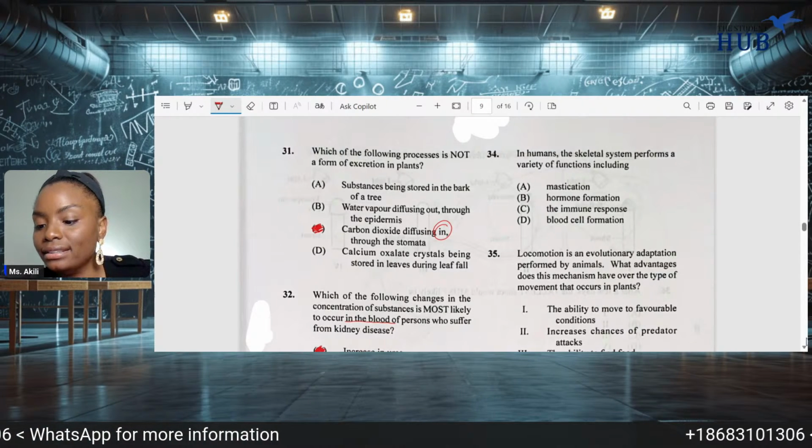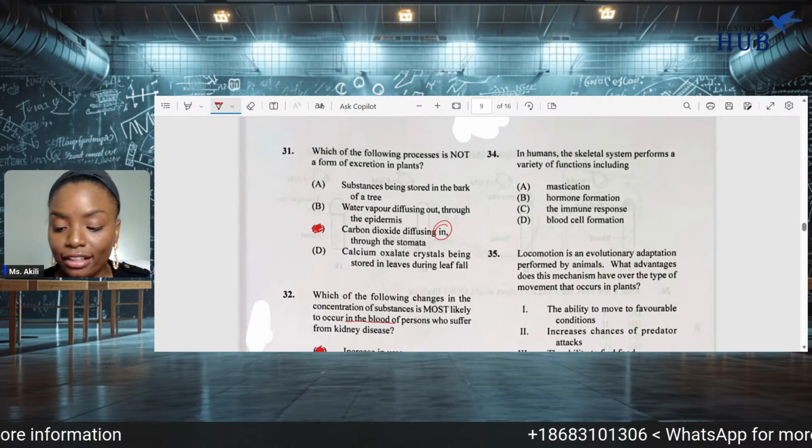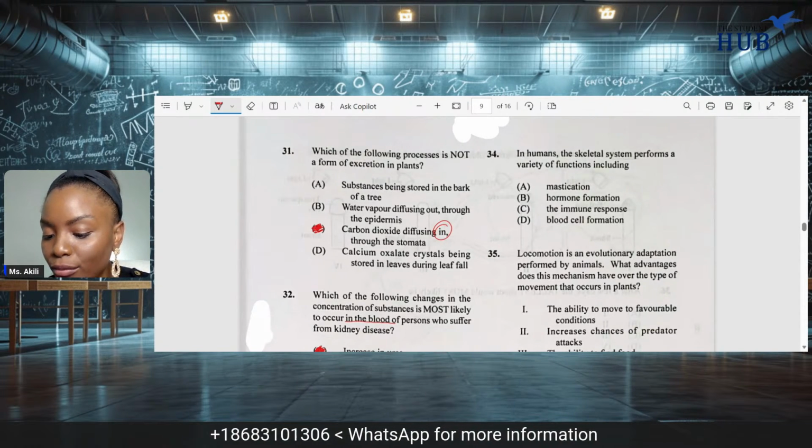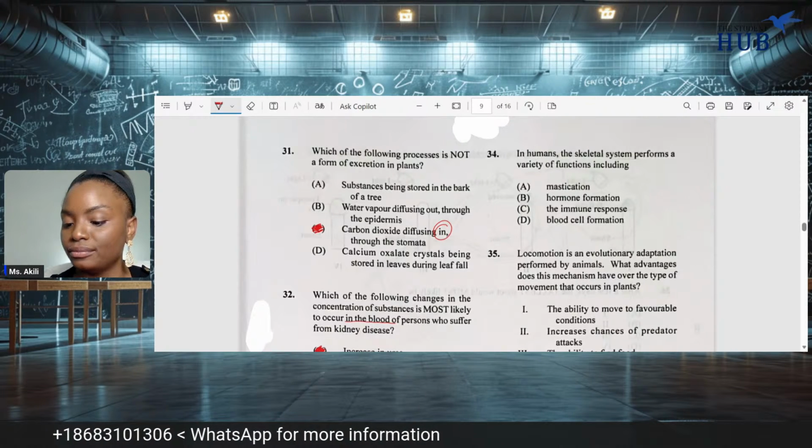In humans, the skeletal system performs a variety of functions, including, is it mastication, hormone formation, the immune response, or blood cell formation?